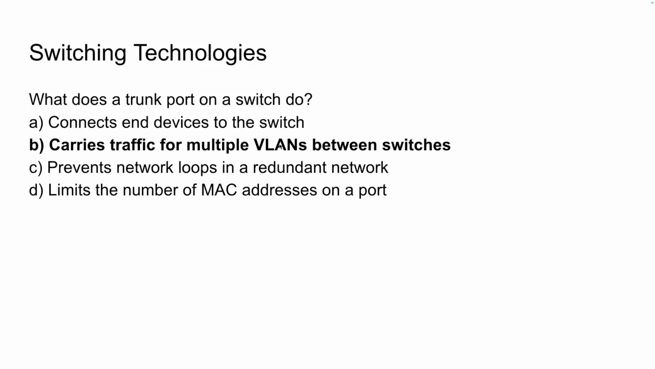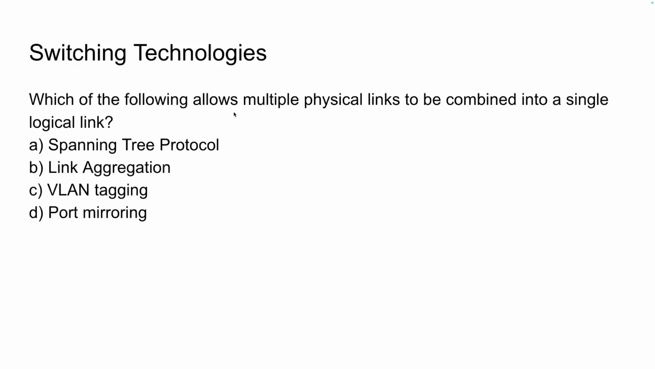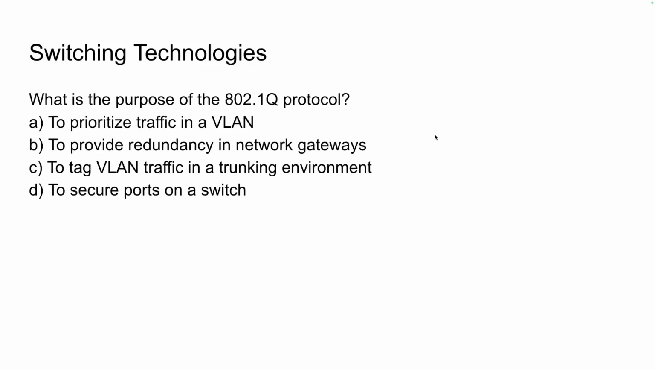Carries traffic for multiple VLANs between the switches, very similar to how a trunk feeds its multiple branches. Which of the following allows multiple physical links to be combined into a single logical link? That would be the aggregation of the links. Spanning tree protocol has to do with the redundancies and managing those redundant physical devices. VLAN tagging has to do with creating the logical separations, the virtual LANs. Port mirroring has nothing to do with any of this conversation. It basically mirrors the traffic that is given on any given port. So link aggregation is when multiple physical links are combined into a single one.